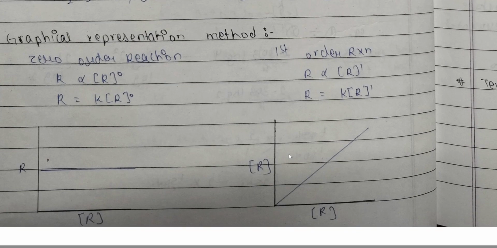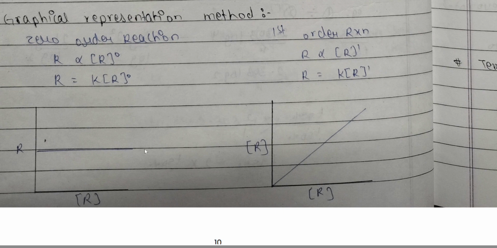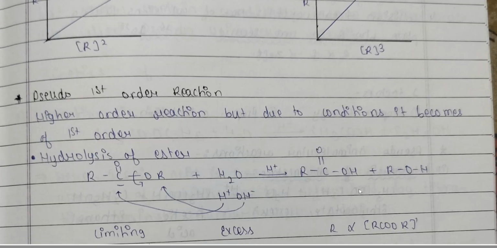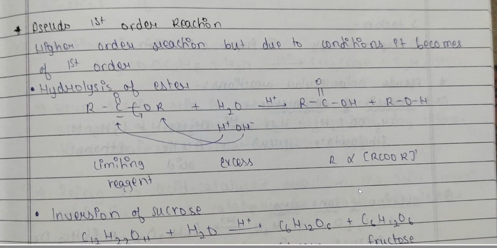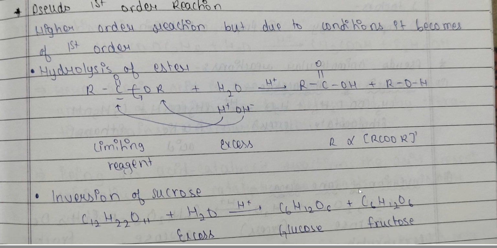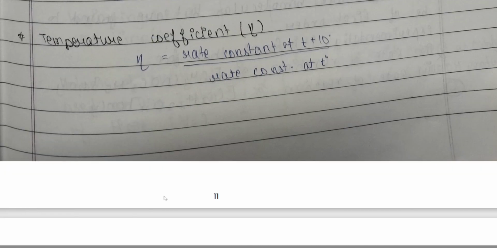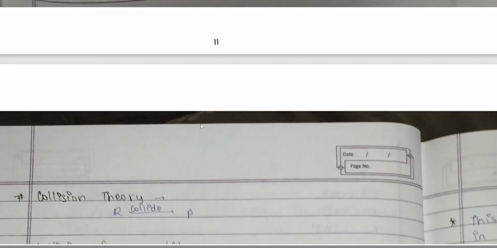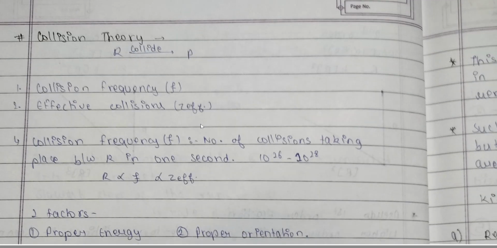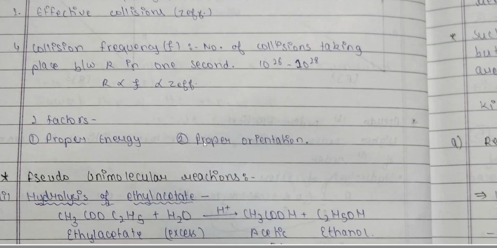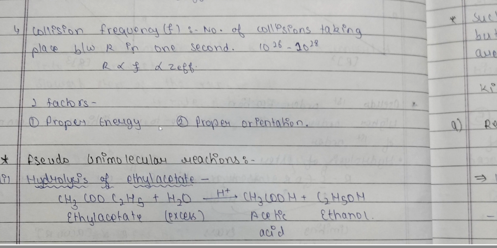Graphical representation method: this is the representation of zero order, first order, second order and third order. Pseudo first order reaction: a higher order reaction, but due to the condition it becomes first order. Hydrolysis of ester and inversion of sucrose are examples of pseudo first order reaction. Temperature coefficient is equal to rate constant at T plus 10 degrees Celsius upon rate constant at T degree. Collision theory: it depends on collision frequency and effective collision. Collision frequency is equal to number of collisions taking place between reactants in 1 second. It depends on two factors: proper energy and proper orientation.